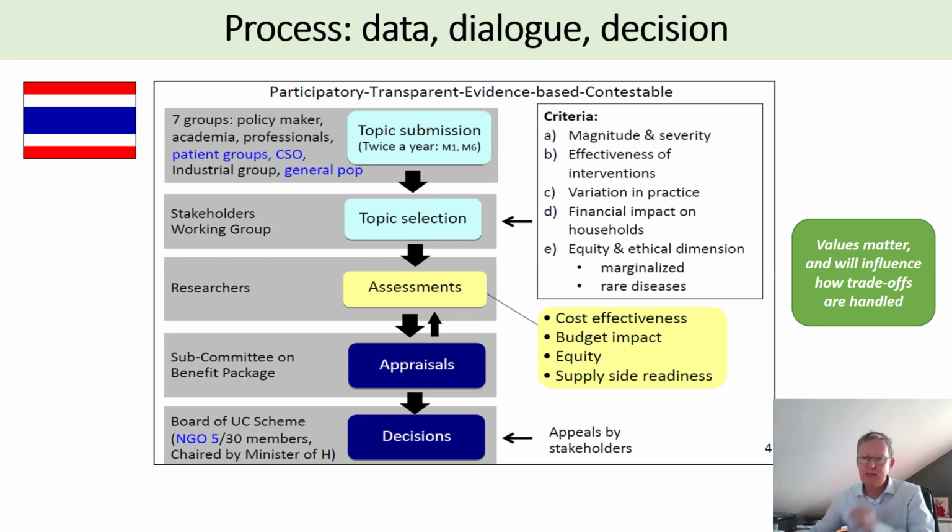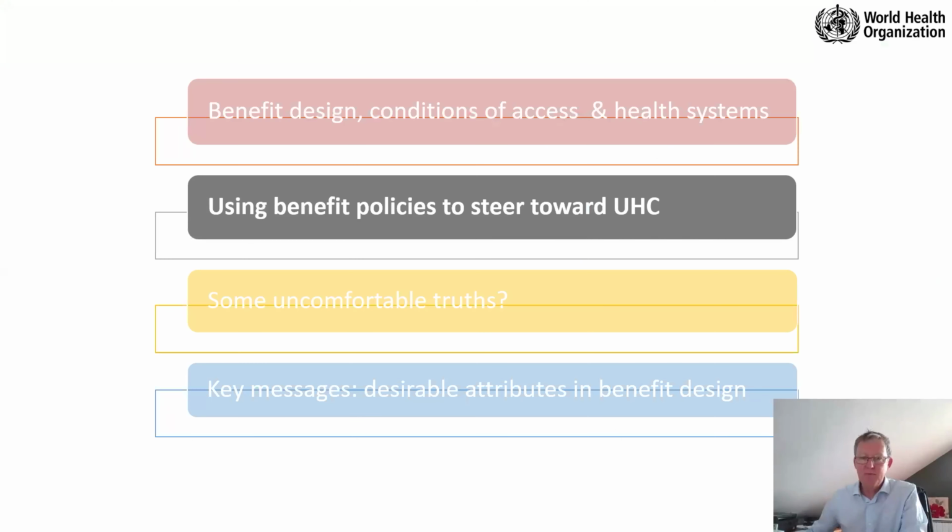So a really nice example of a very systematic process. We see more and more countries trying to establish and institutionalize such processes, in a sense to limit, not to completely remove the politics, but to make sure there's as much evidence coming into the process as possible. Okay, let's move to the next section about how benefit policies can steer health systems towards UHC.